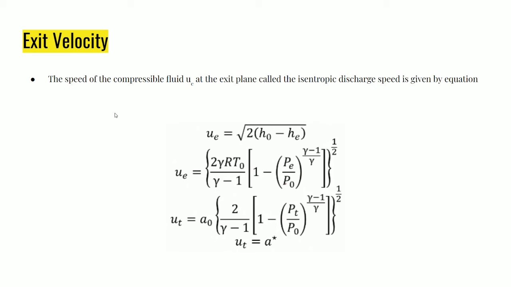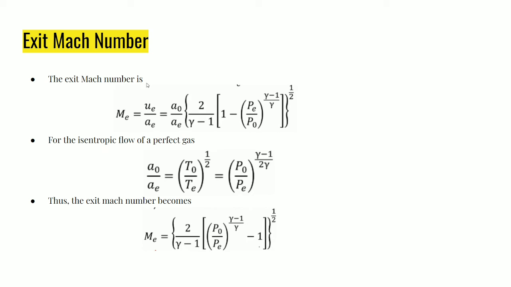Exit velocity: the speed of the compressible fluid at the exit plane, called the isentropic discharge speed, is given by these equations: V equals root of 2 into (h0 minus he). This will be derived in this way, and we can get the exit velocities. Then the exit Mach number, this is the relation for exit Mach number. Then for isentropic flow of a perfect gas, these are the isentropic equations. With this we put in the exit Mach number equation, and then we get the final expression like this.